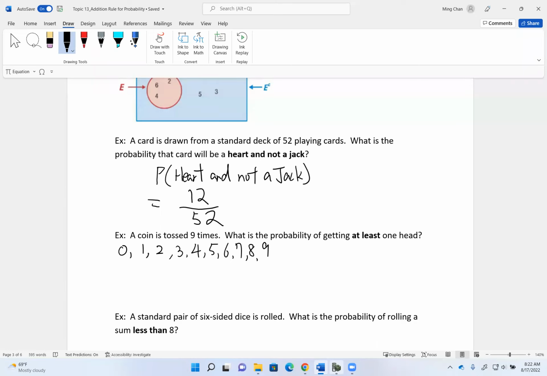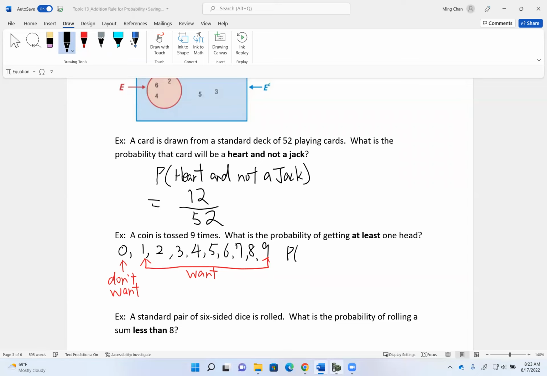So at least one head means what I want is one head or more. So I win if I get one head or more. So all these are what I want. What I don't want is to end up flipping 0 heads. So this problem is actually harder to tackle by finding the probability of exactly what I want, because what I want is a lot of different ways. What I don't want is only one possible outcome, no head at all. So now the question is, how many ways can I get 0 heads?